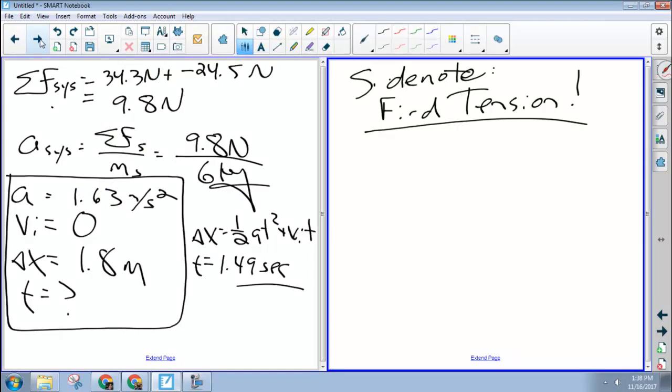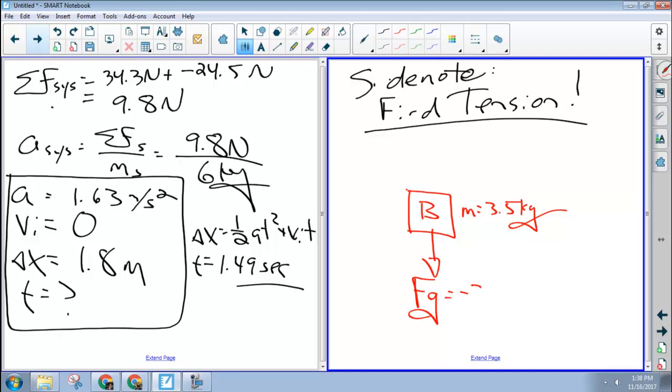In this one, it matters none which one you pick. Okay, so I'm going to choose A. So here, actually, I'm going to choose box B because I want to point something out. So here's box B. All right, here's what we know. We know that box B has a mass of 3.5 kilograms. I know that gravity is pulling it down with a force of negative 34.3 newtons.